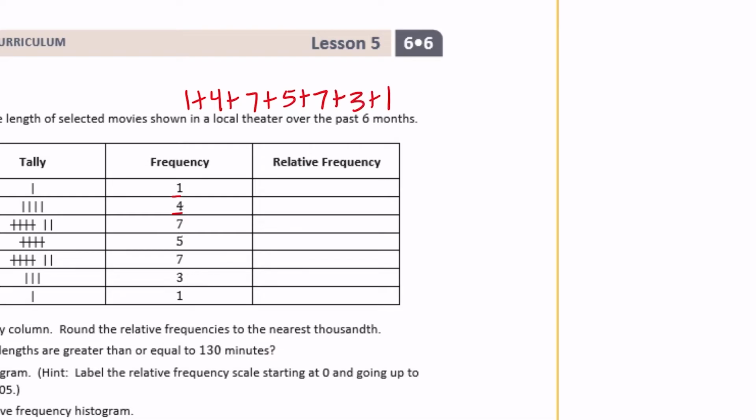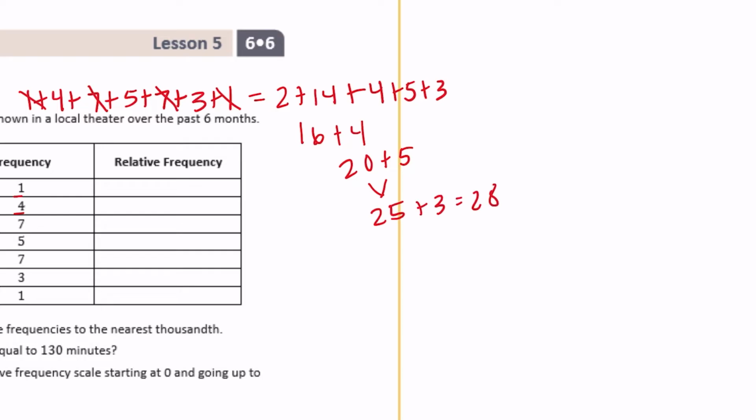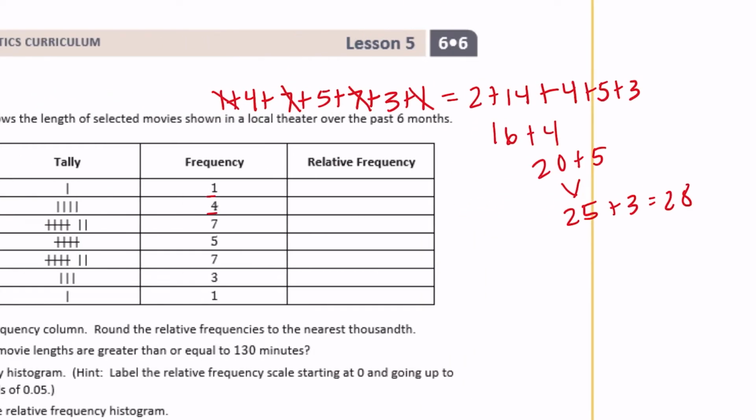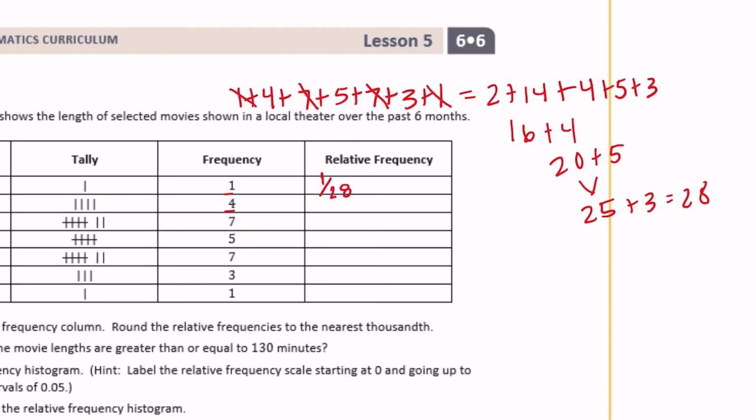And let's add things that are easy to add together. So I'll do the 7s, that's 14, and 2, plus we have the 4, plus 5, plus 3, and then we have 16, plus 4 would be 20, plus 5 would be 25, plus 3 would be 28. So you could have added that differently. That is how I came up with mine. So we know the relative frequency for 80 to 90 is 1 out of a total frequency. It occurs 28 times. There are 28 data points.